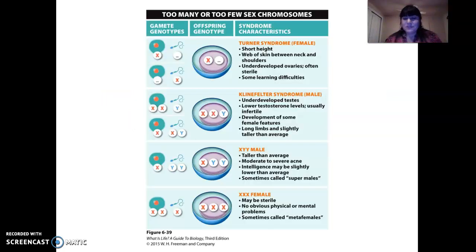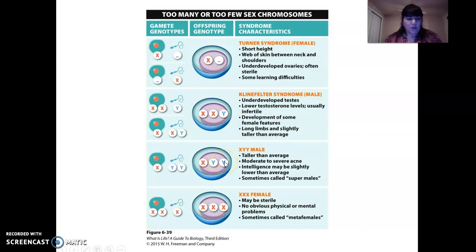But sometimes the baby could still survive. So here, if there are too many or too few, if a baby has XY, what's it going to become? Is it going to become male or female? It's going to become male, because it has the Y. Remember, it needs the Y to become male, okay? If it's XXY, is it going to become male or female? It has the Y, so it's going to be male. But male, not without some issues, right? It says underdeveloped testes, lower testosterone, usually infertile, meaning they can't make sperm. They develop some female features and long limbs, okay?